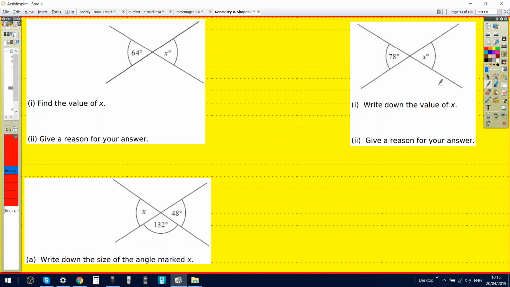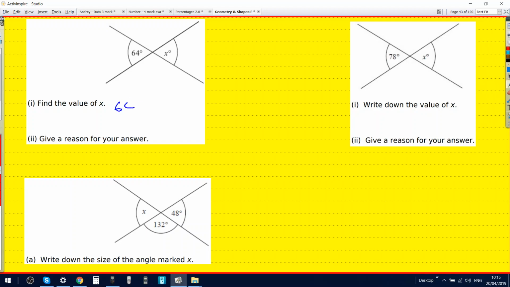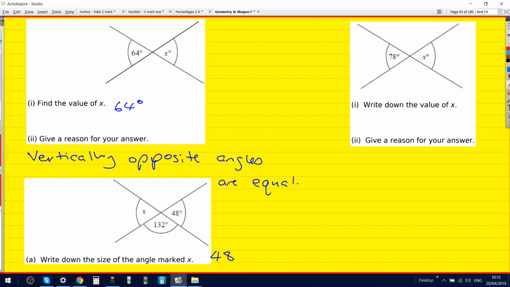Is it 64 as well? Give a reason for your answer. I'm not sure. I remember if they're both the same size, same angle, these are called vertically opposite. Okay, so vertically opposite angles are equal. How about the one underneath? Is that 48 as well? And give a reason for your answer. They're vertically opposite. And what do you know about vertically opposite angles? They're equal. Yeah, so you just need to say the whole thing.